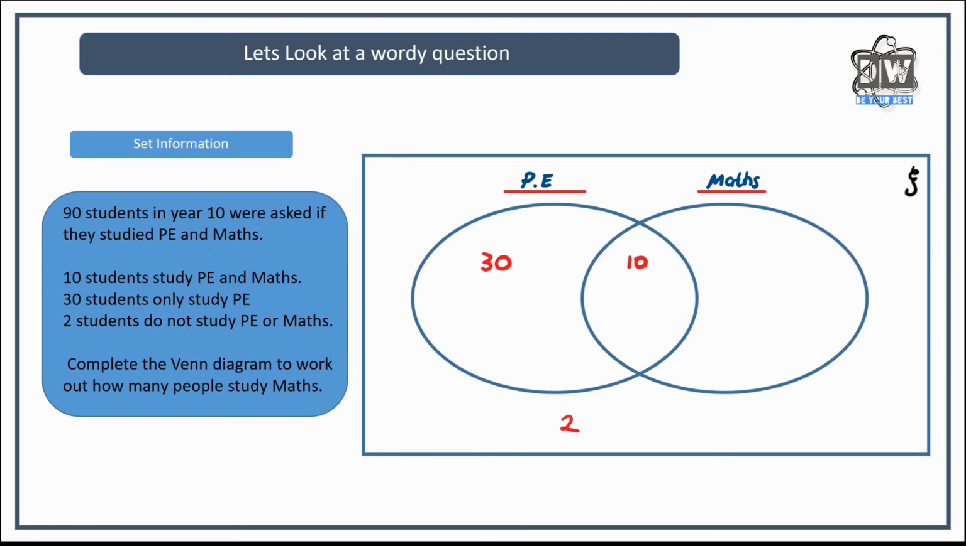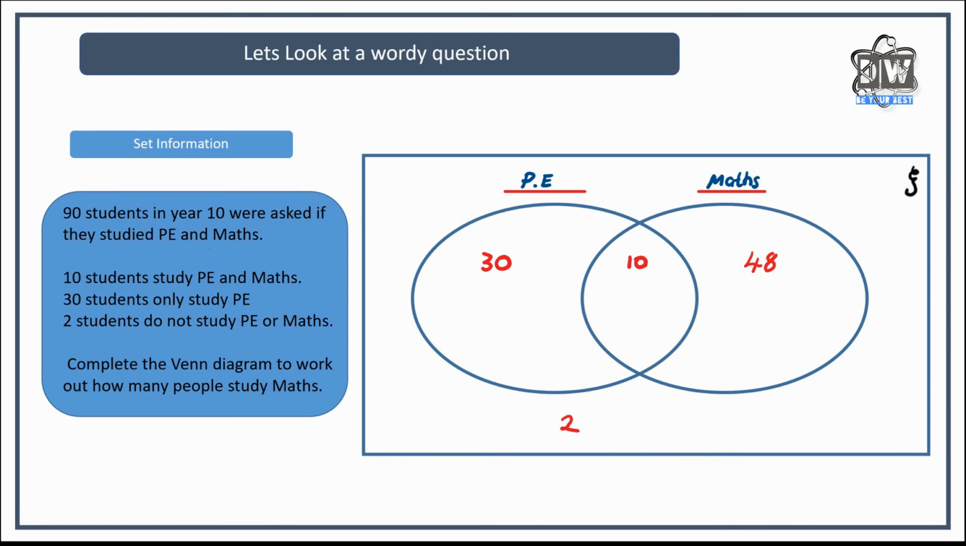So remember there's 90 students. 30 just study PE, 10 study both maths and PE, so there's 40 there. Then we've got 2, so 42 take away from 90. 42 take away from 90 is 48. So that means that 48 students study just maths, but how many people study maths altogether? That would be 58 people, because 48 add 10 gives us our 58.